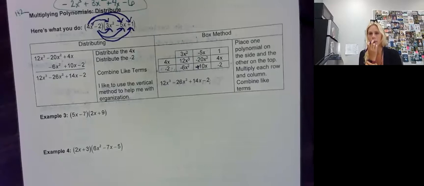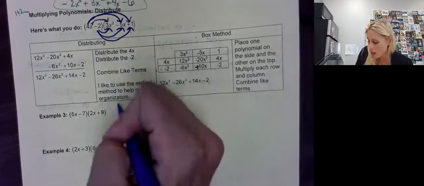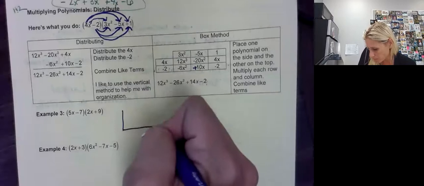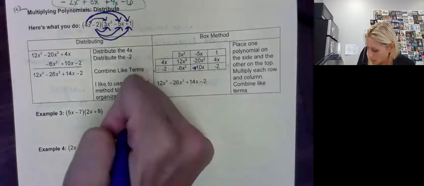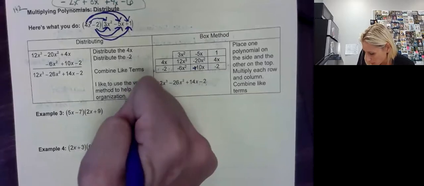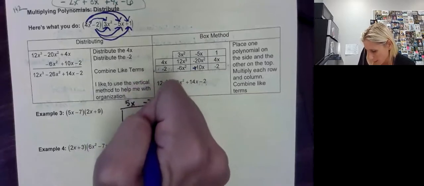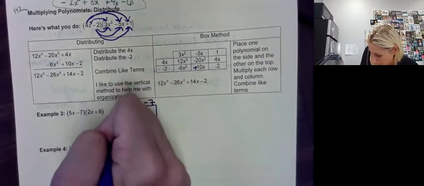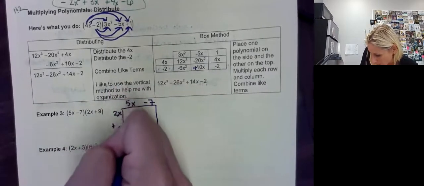Now, example 3 is something we're going to run into a lot this year and next year in higher math. It's a binomial times a binomial. Some of you in the past may have done this by what we call FOIL: first, outer, inner, last. If that's how you remember how to do this one, go for it, continue. But I'm going to do the box and stay with one process. So I draw my box. Hopefully it's big enough. I put my first binomial on top, which is 5x minus 7. Then on the side, I have 2x plus 9.